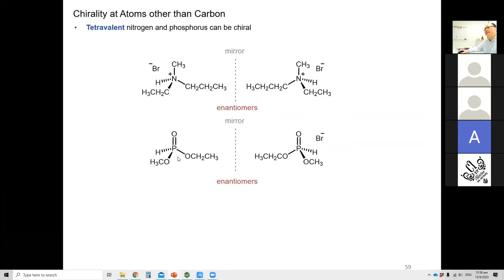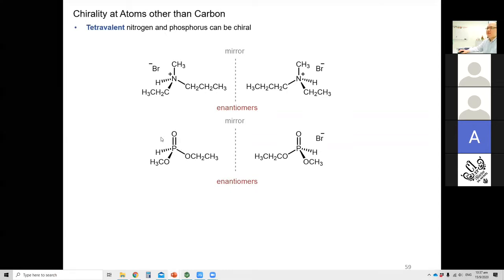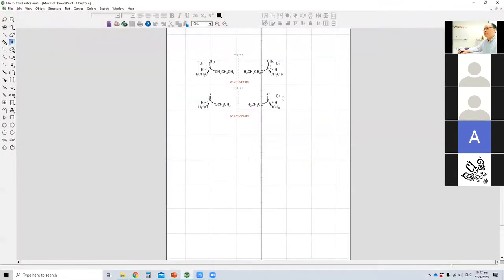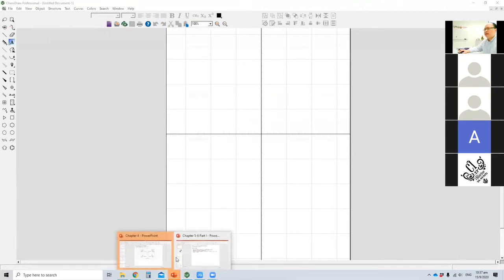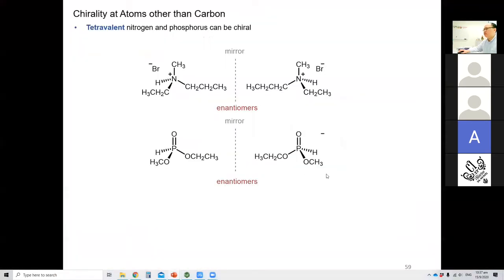The same applies to phosphorus. This is a tetravalent phosphorus, which has 4 different substituents: hydrogen, methoxy, ethoxy, and a double bond oxygen. If you look at these 4 different ones, you can see they are mirror images of each other, and these 2 mirror images are non-superimposable. So we say this phosphorus is also a stereocenter, and these 2 are enantiomers. That is the tetravalent nitrogen and phosphorus.